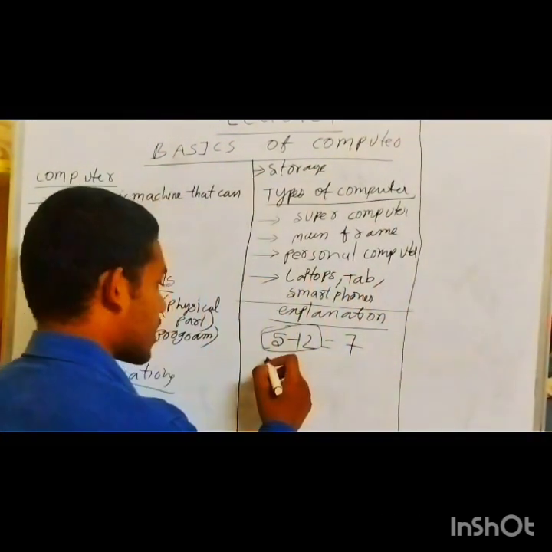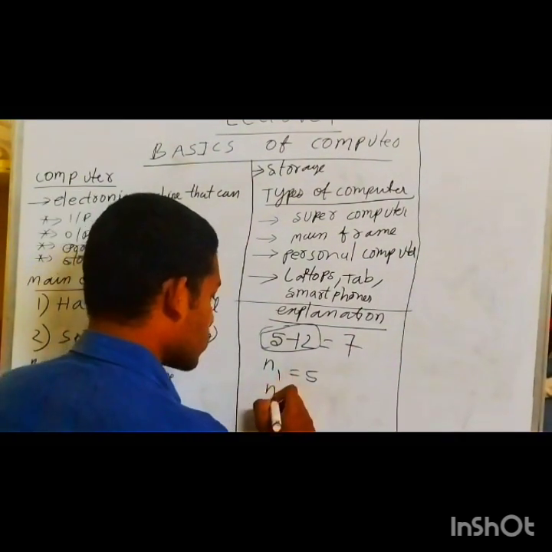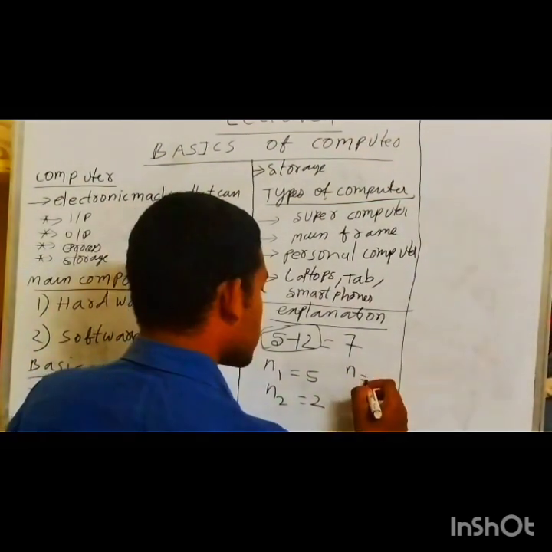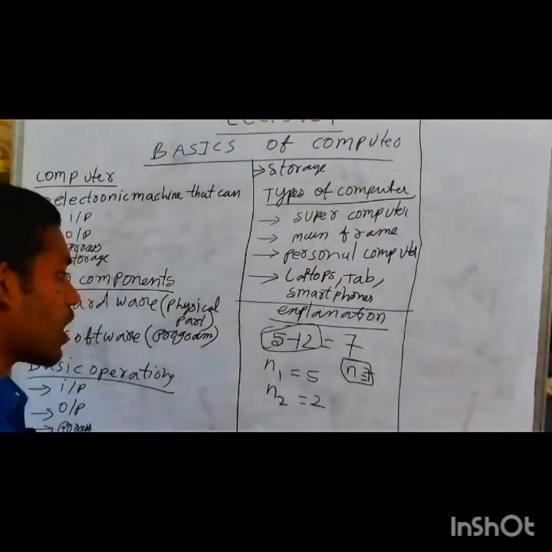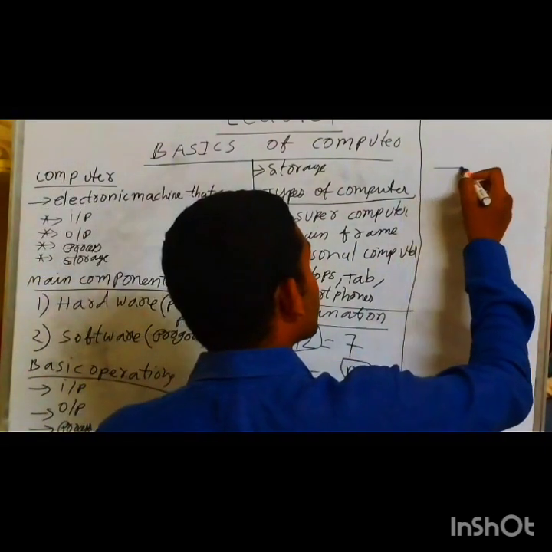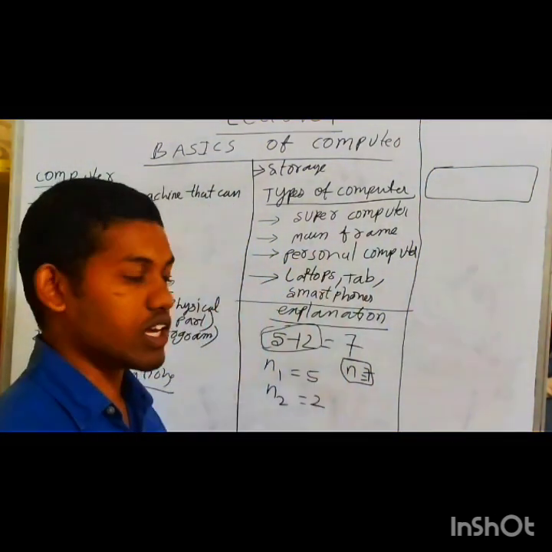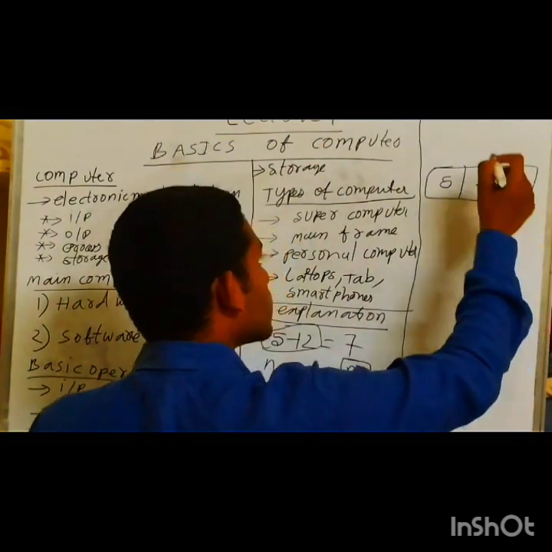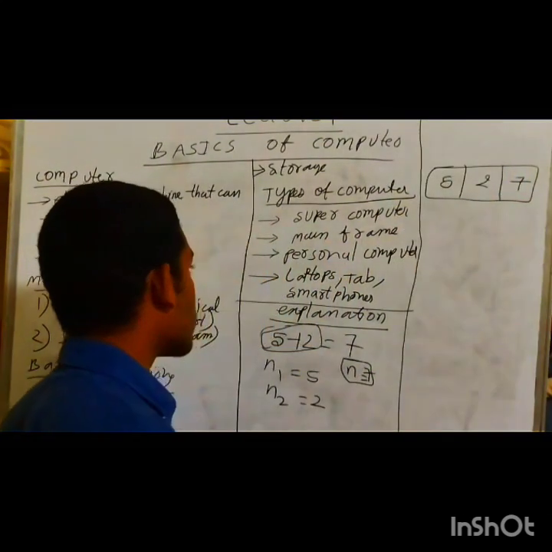Let's suppose we take n1 equal to 5, then n2 equal to 2, then we need an output, which means 7 is the output, and we store the output to storage. Suppose this is the memory. In that memory we will store the value 5 and we will store 2. When we add both, we get 7. That means the output we will store in this.